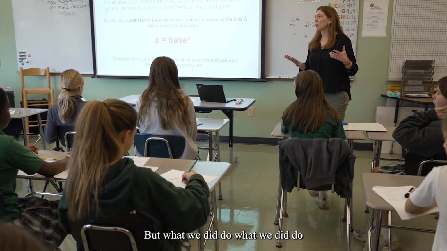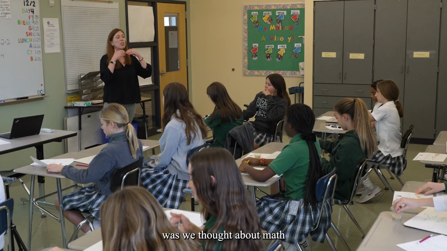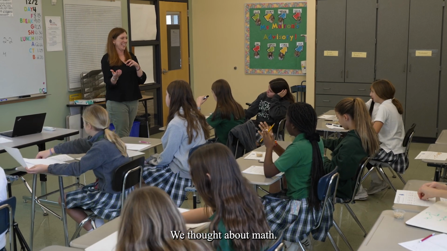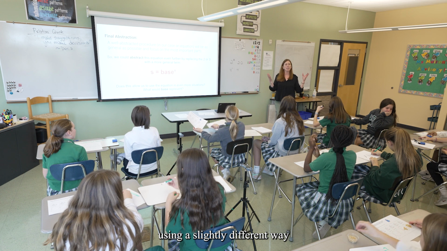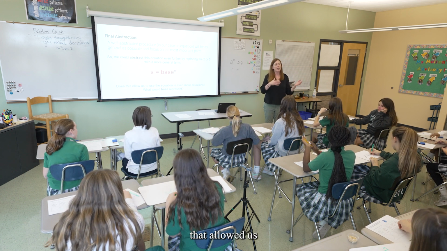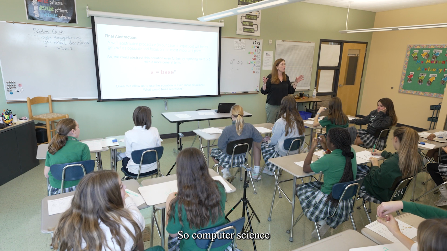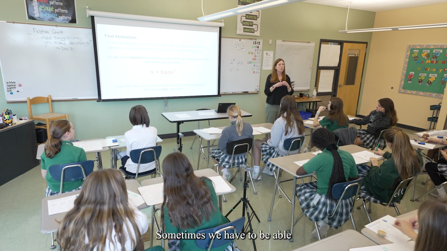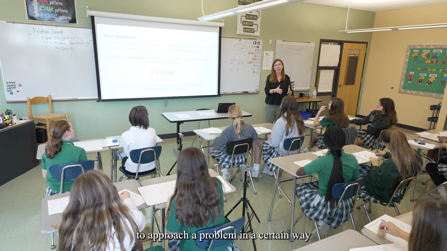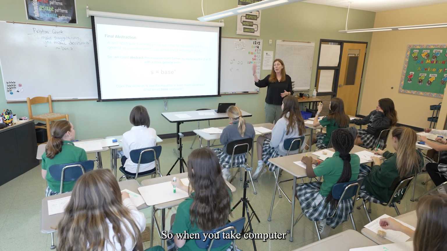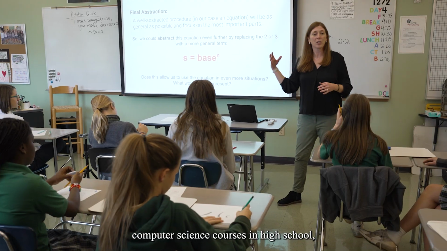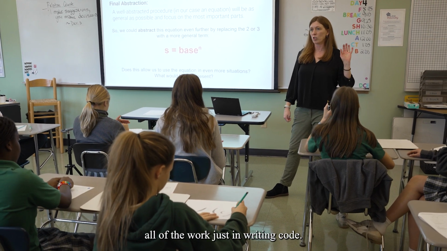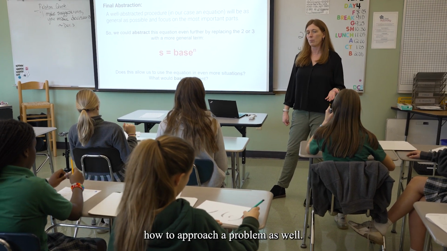But what we did do was we thought about math in a slightly different way, right? We thought about math using a slightly different way of thinking that allowed us to get to this final part. So computer science isn't always about using a computer to write code. Sometimes we have to be able to approach a problem in a certain way in order to be able to do that. So when you take computer science courses in high school, which I hope that you will do, you will find that you're not doing all of the work just in writing code. You've got to learn how to approach a problem as well.